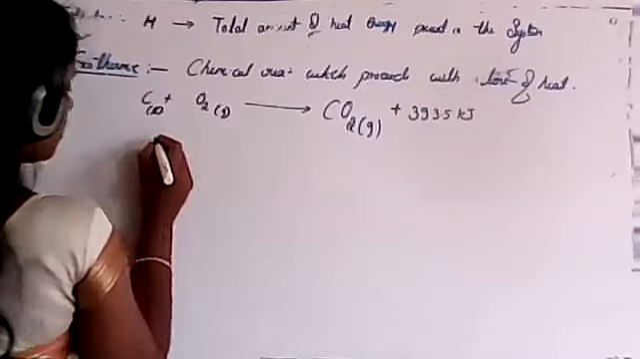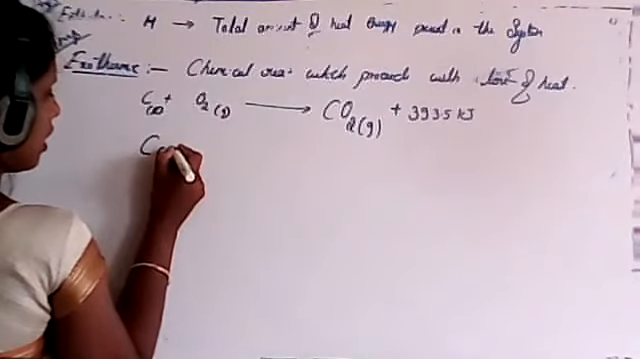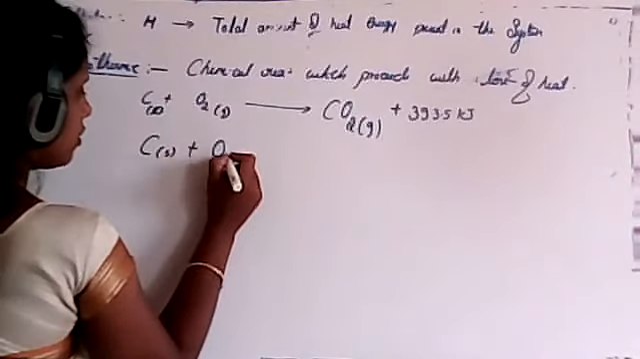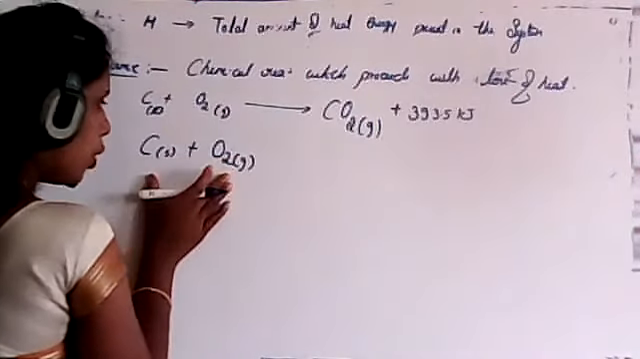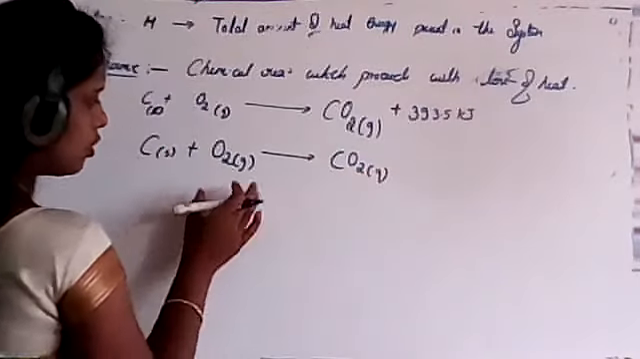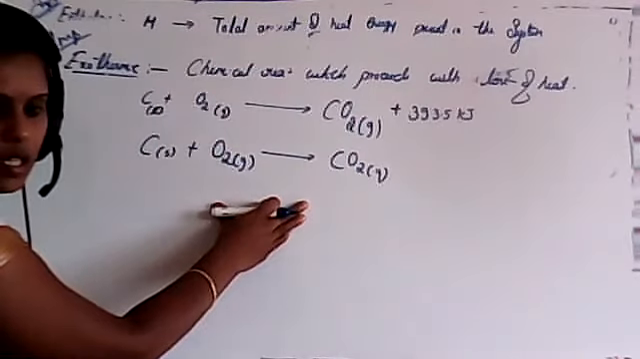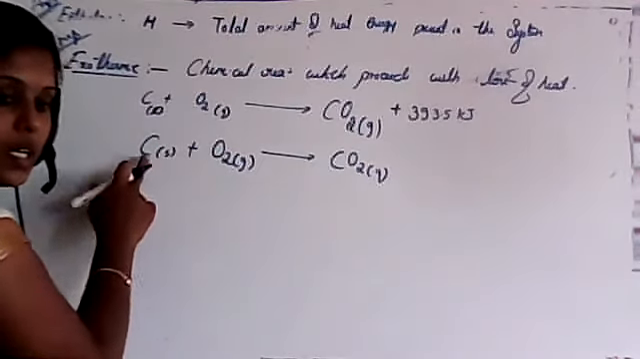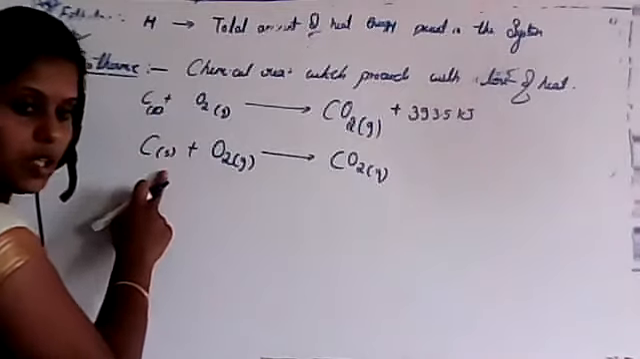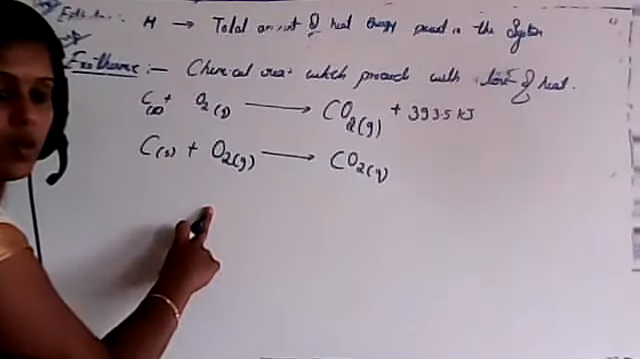So now listen, this equation itself I'll write in a different manner. Carbon is a solid, oxygen is a gas, which both react together and give carbon dioxide gas. This is known as a thermochemical reaction, where mentioning the symbol with the state of the reactant and product is very important.